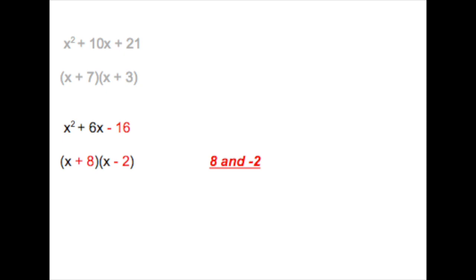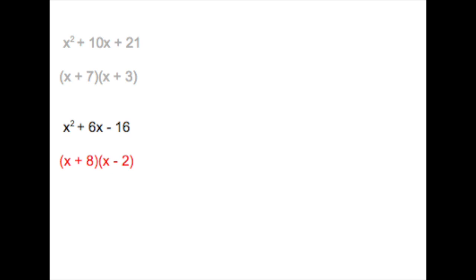Therefore, these become our second terms in our factors. It's important to include the sign of each value. We have positive 8, so that has to go in as plus 8, and negative 2, so that goes in as minus 2. So we have our two factors, x plus 8 and x minus 2.